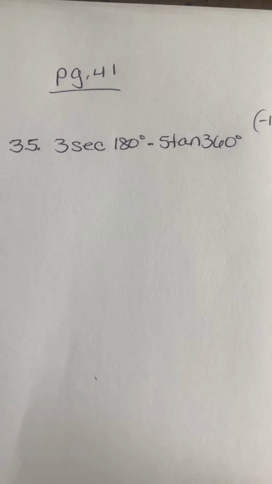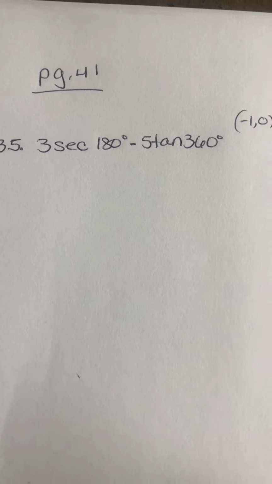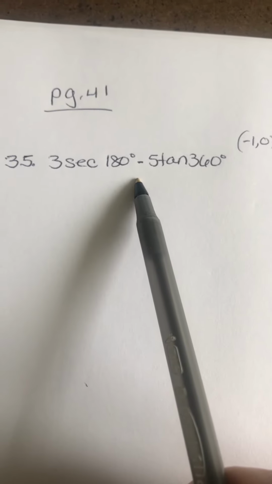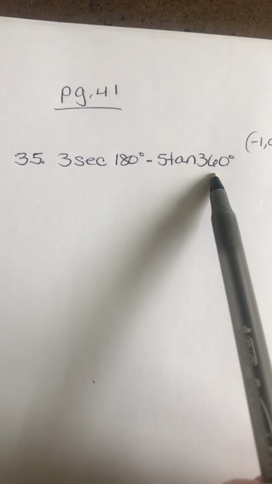Good morning, everybody. So I want to take a problem from page 41. I'm looking at number 35. We have 3 times the secant of 180 degrees minus 5 times the tangent of 360.